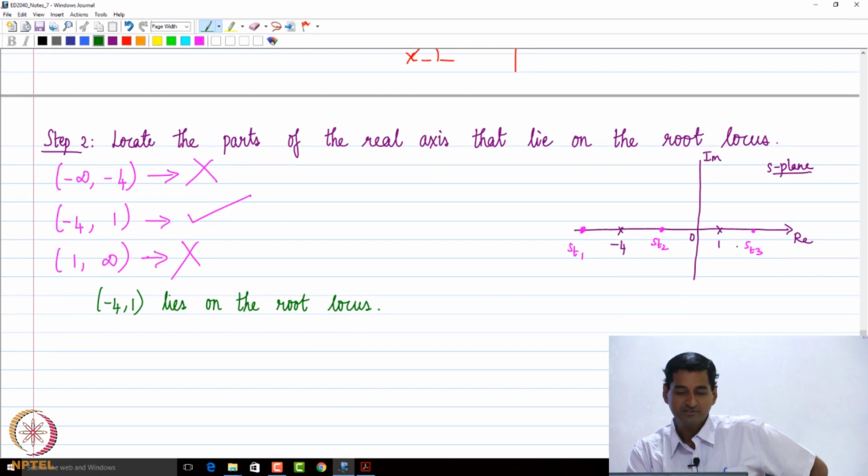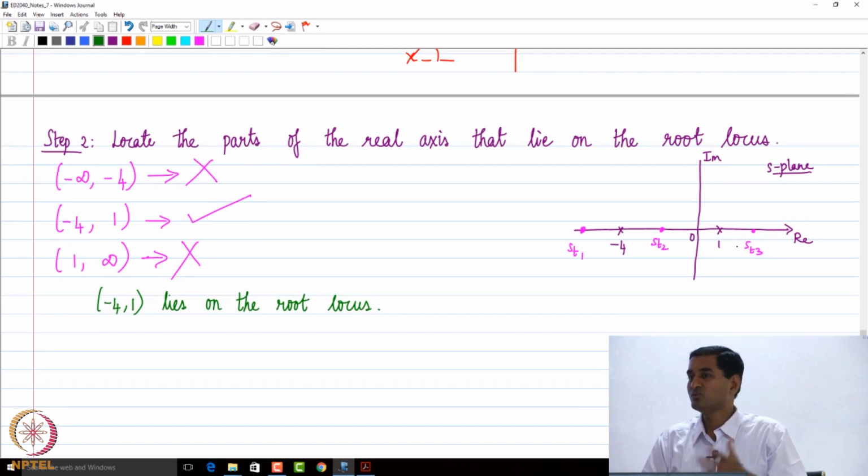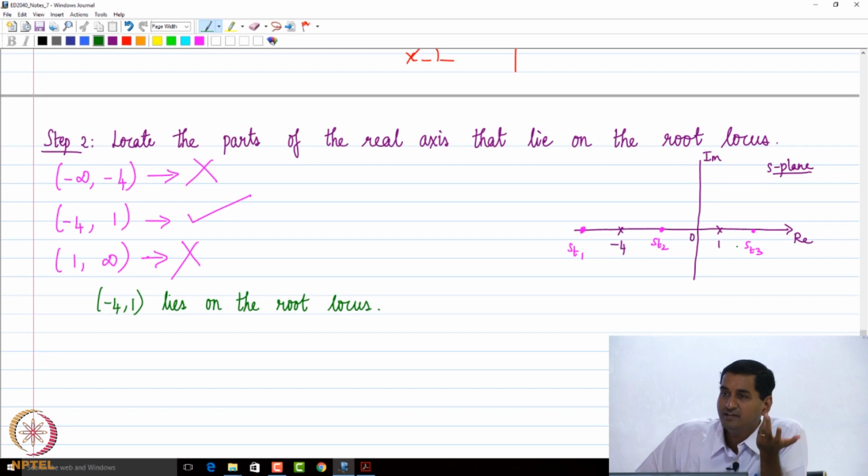So, that is why we have ticked the region from minus 4 to 1. Is it clear? Okay. Now, 1 to infinity, you take ST3, you look towards the right of ST3, there are no open loop poles and no open loop zeros to the right of ST3, right. So, we can immediately discount that region, 1 to infinity. So, that is how we get this condition, right.